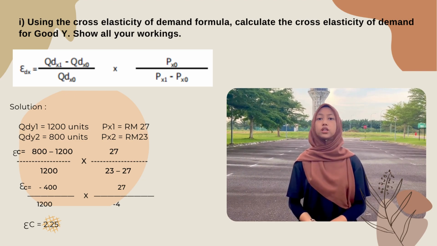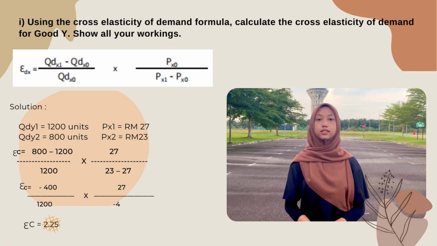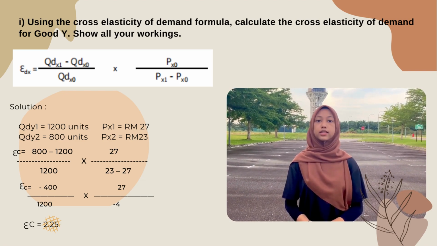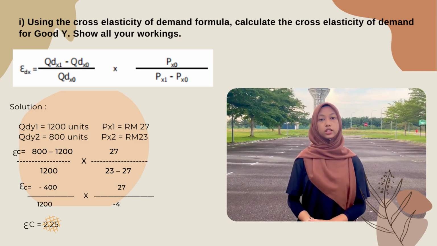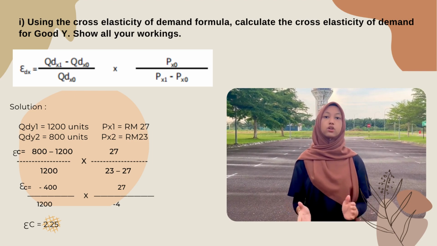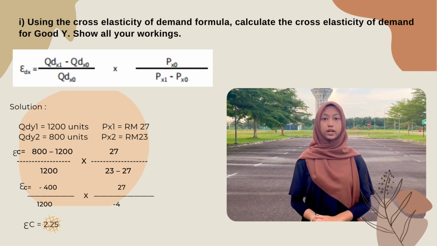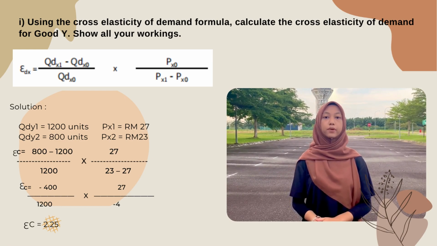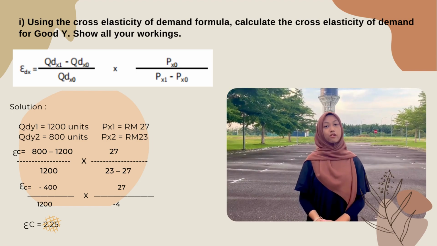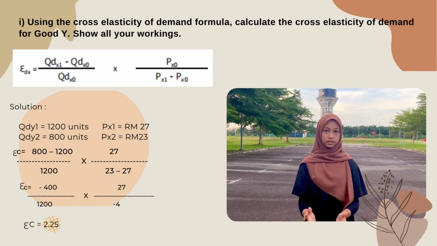So, the formula to calculate the cross price elasticity of demand is elasticity of demand equals the new quantity demanded of good Y minus old quantity demanded of good Y, over old quantity demanded, multiplied by the old price of good S over the new price of good S minus the old price of good S.